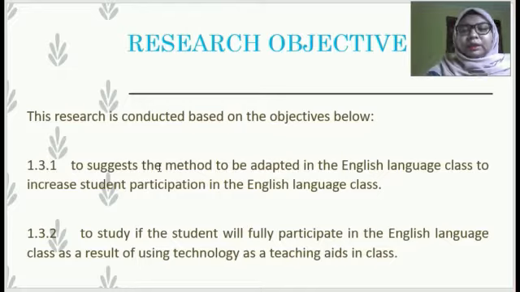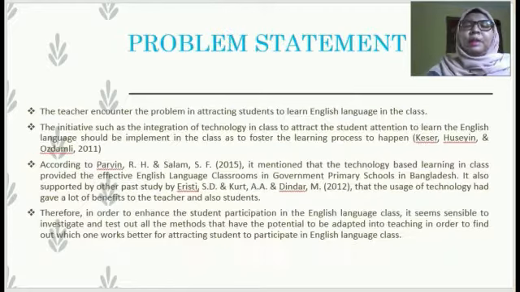Okay, next. The problem statement of this study is the teacher encountered a problem in attracting students to learn the English language in the class. Okay, there are initiatives such as the integration of technology in class to attract the student's attention to learn the English language that should be implemented in the class to foster the learning process.